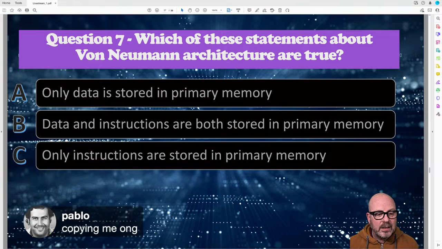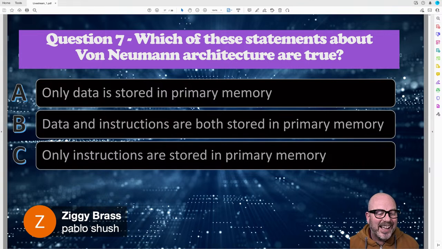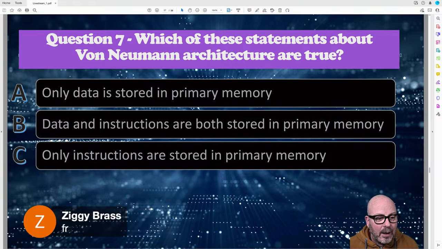Well, only if you're right. We've got Ziggy telling Pablo to shush. Who want to copy you? Ooh, it's all getting quite competitive. I don't mind that. Okay.